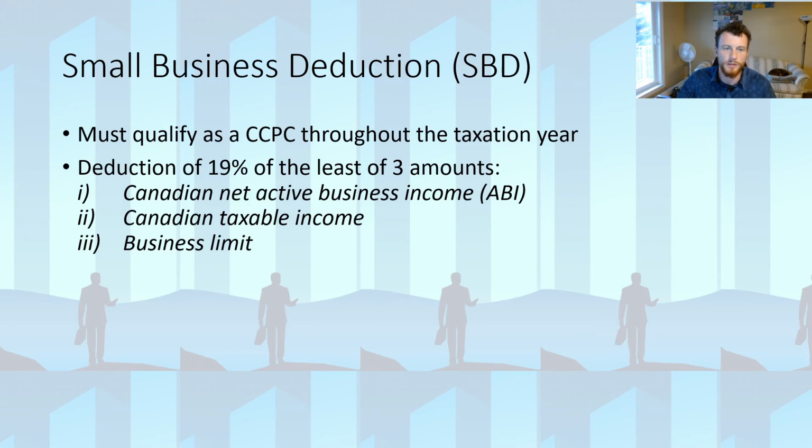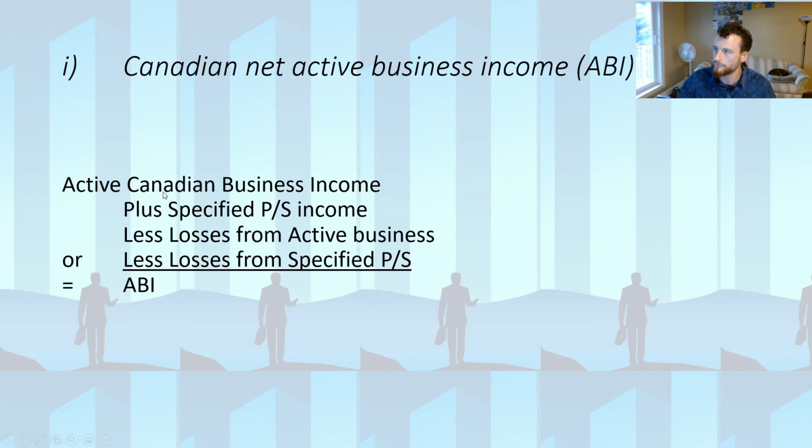Further reading, if you want to, is section 125, part 1.1. Let's look at the first part. The first part is active business income.